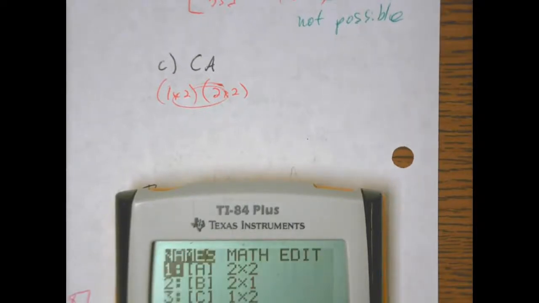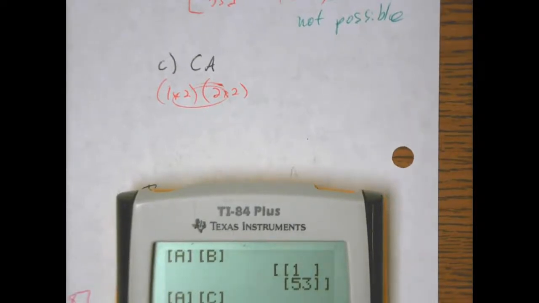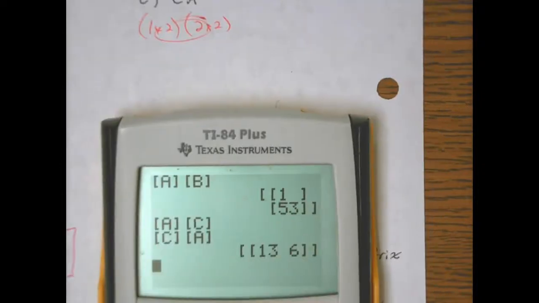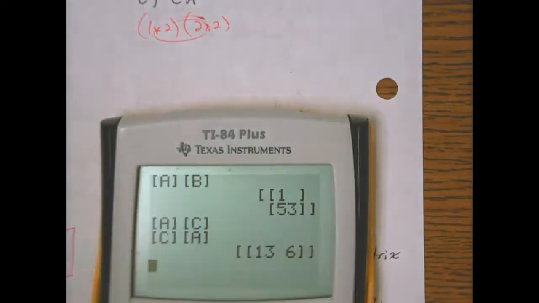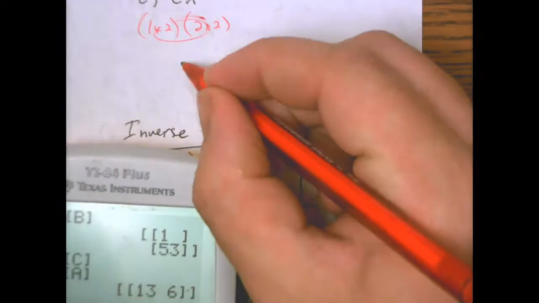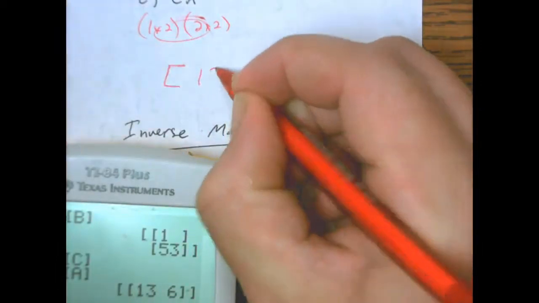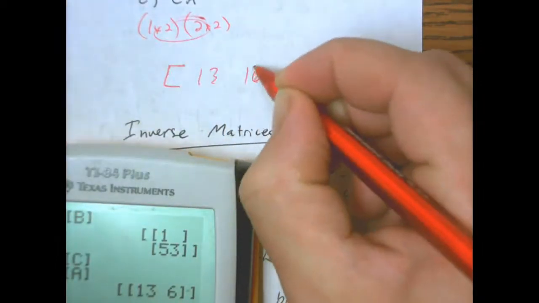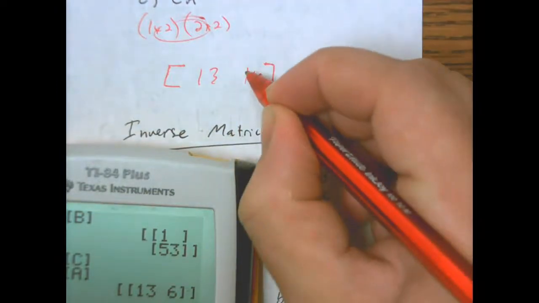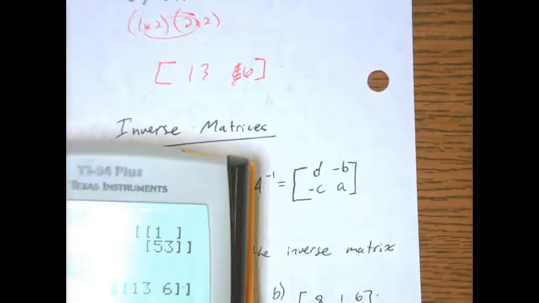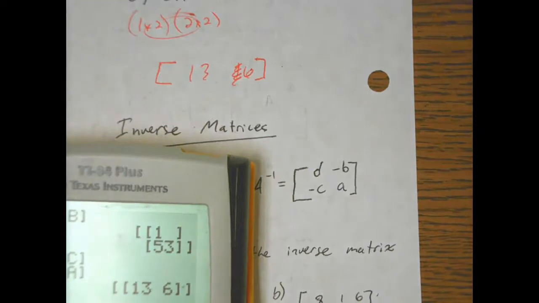All right, C times A. Whoa! We have a 1 by 2 matrix. Imagine that. I got math right. Yay! So 13, 6. Wow, that is not 6. That is 16. Ignore that one right there. All right, so you'd write the matrix there.